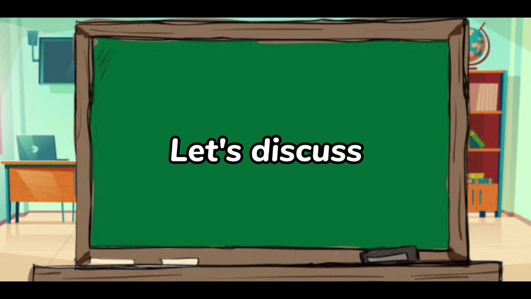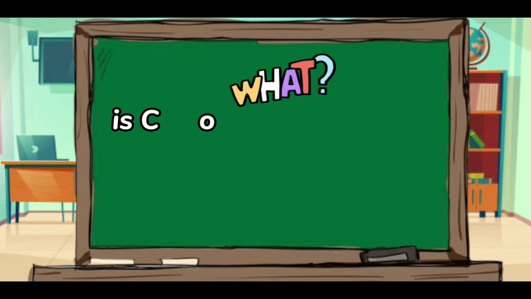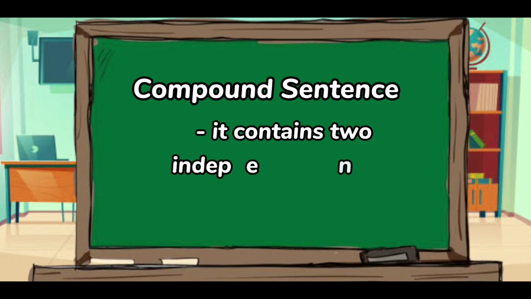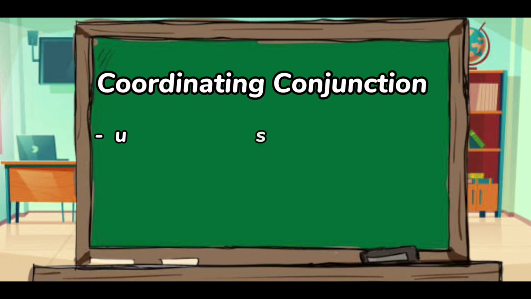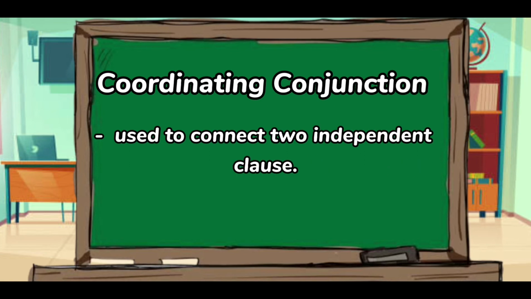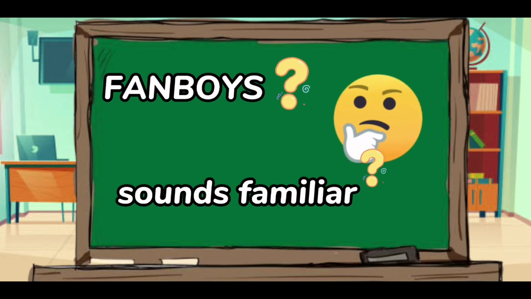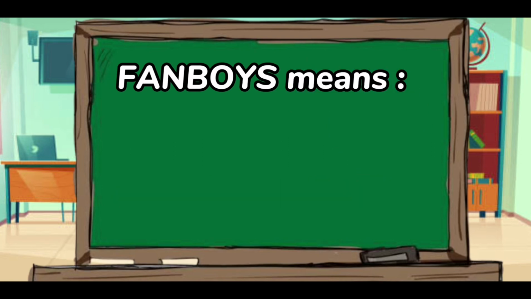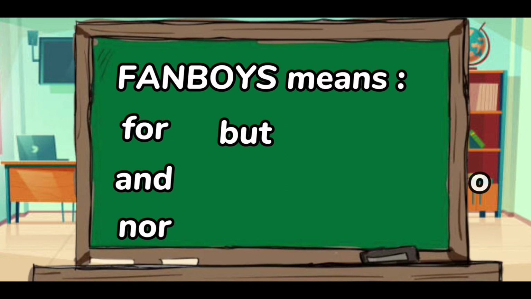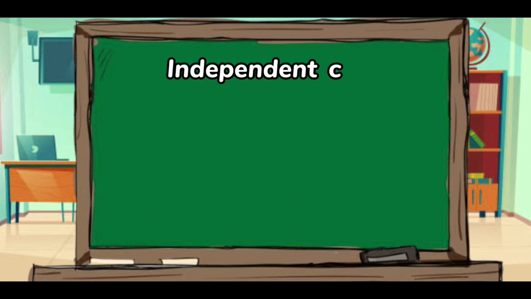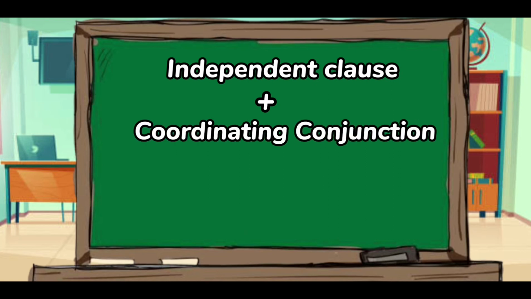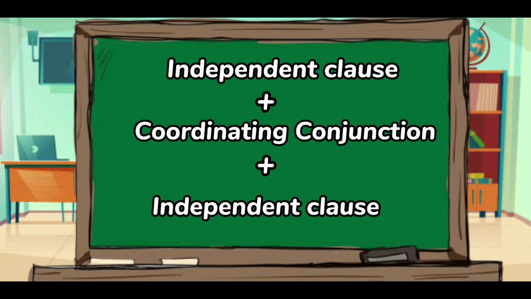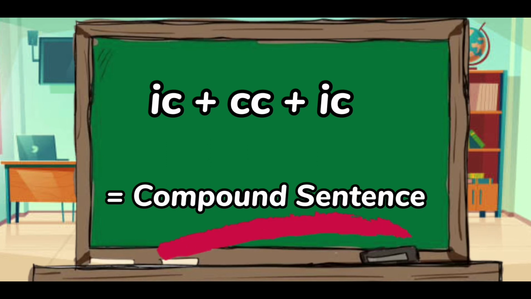Now, let's discuss the compound sentence. What is a compound sentence? It contains two independent clauses. A coordinating conjunction is used to connect the two independent clauses. Do you still remember the acronym FANBOYS? For, and, nor, but, or, yet, so. Let's remember this: independent clause plus coordinating conjunction plus independent clause equals compound sentence.